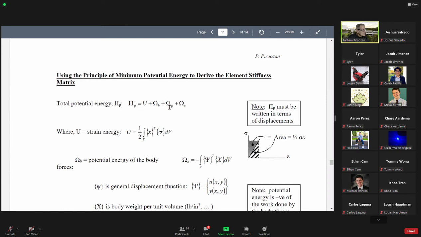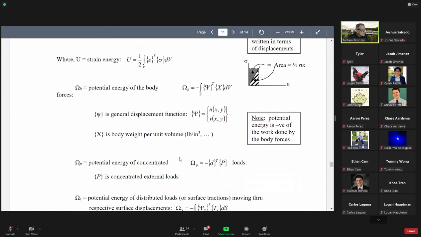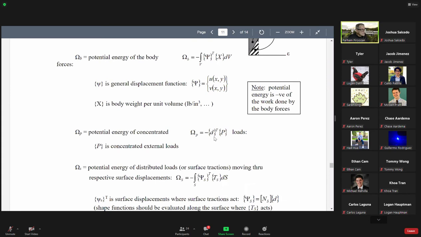Potential energy due to concentrated nodal forces, omega P. This is just the displacement vector times concentrated forces at nodes. And negative of work, force times displacement is work. Negative of work is potential energy.